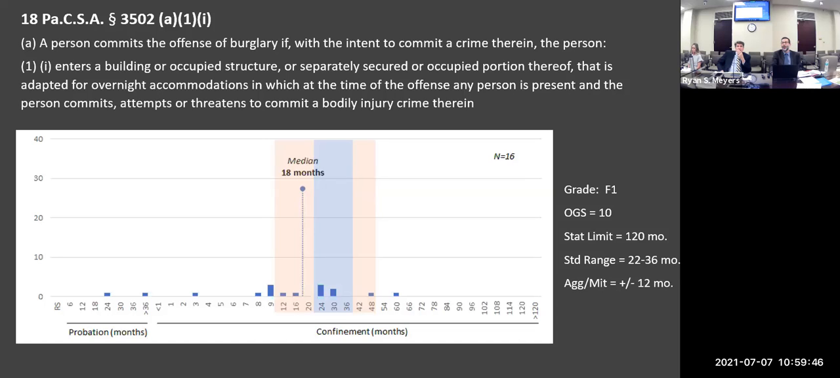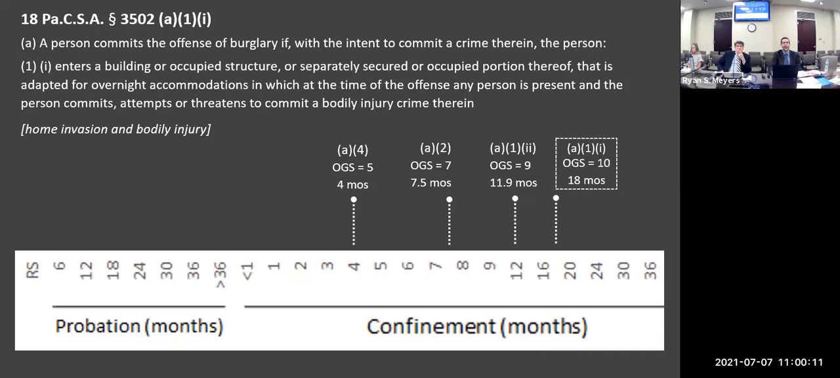This is an illustration where the N is 16 cases, and we see a spread of cases, but this is another example, what Mark referred to, where the median is less than the standard range, and we have a median of 18 months here. So most of the sentences are running from, let's say, 8 to 48 months confinement. So when we come to our layout here, at least relative to the other offenses, again with OGS 10, it fits. And one of the prescriptive questions then is, where would the appropriate assignment be?